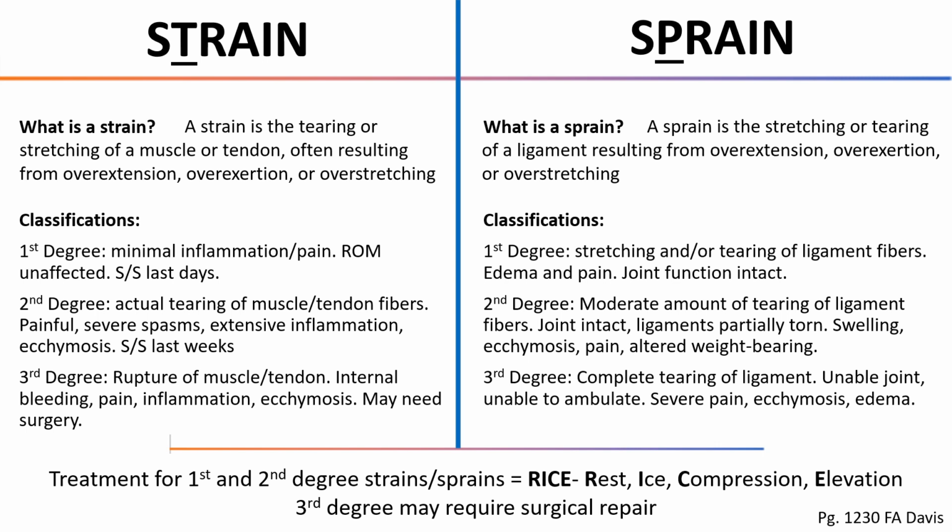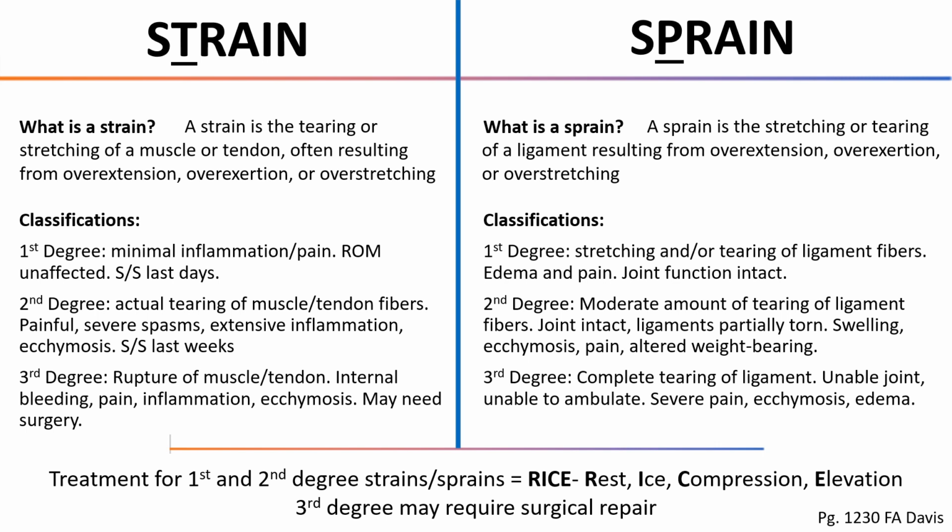A third degree sprain includes complete tearing of a ligament, which renders the patient unable to ambulate because of joint instability. Symptoms include severe pain, ecchymosis, and edema. So we want to be able to differentiate strains versus sprains, but also the different degrees, okay?